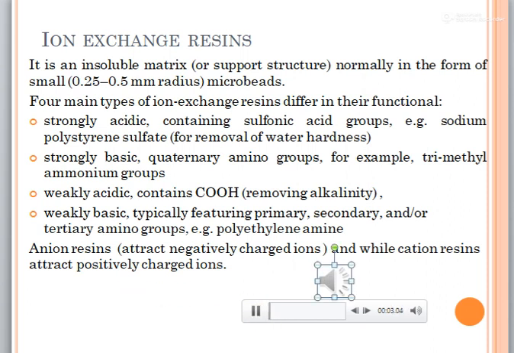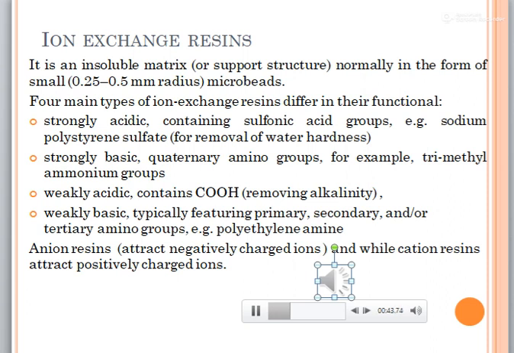Water may be purified by ion exchange, that is, the reversible transfer of ions between an aqueous solution and a solid material capable of binding ions. Ion exchange resins are basically resins or polymers that act as a medium for ion exchange or support structure, normally in the form of small microbeads approximately 0.25 to 0.5 millimeter radius, usually white or yellowish, fabricated from an organic polymeric substrate. Four main types of ion exchange resins differ in their function.